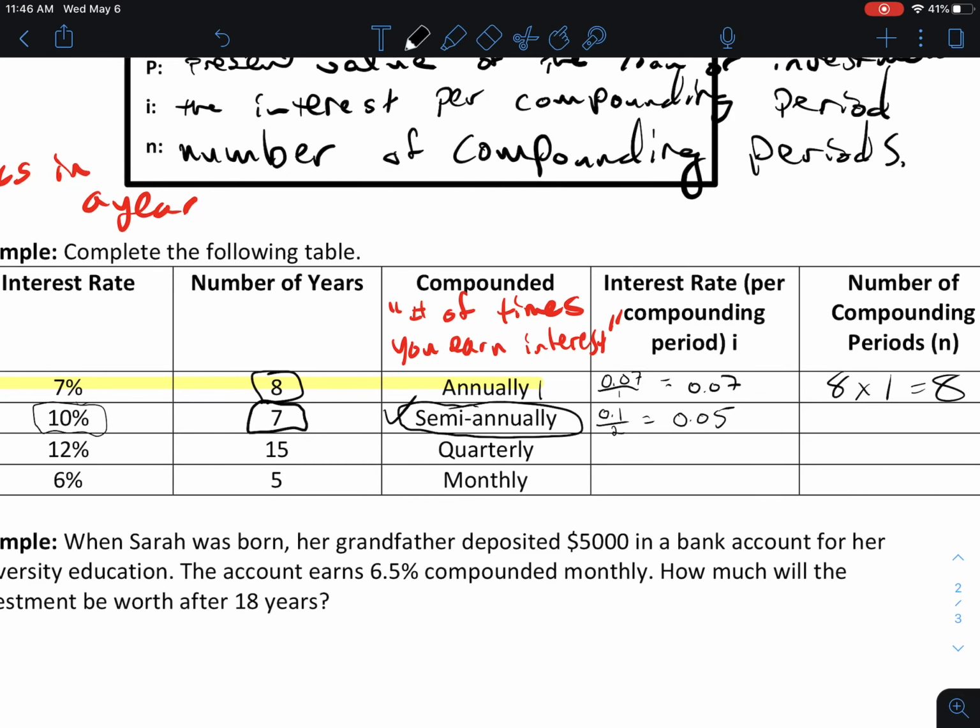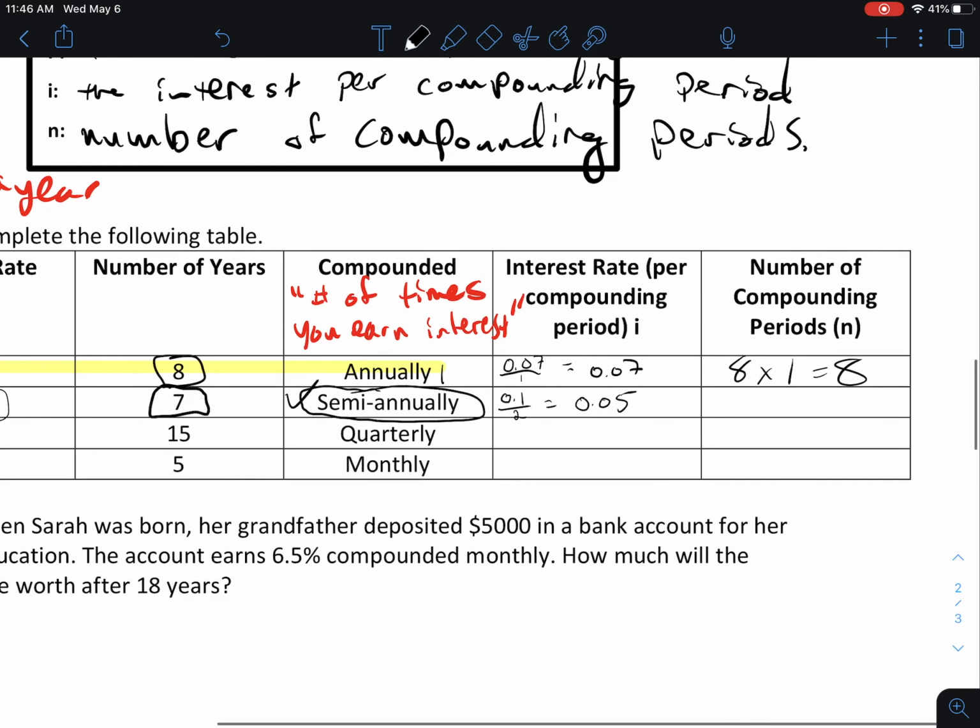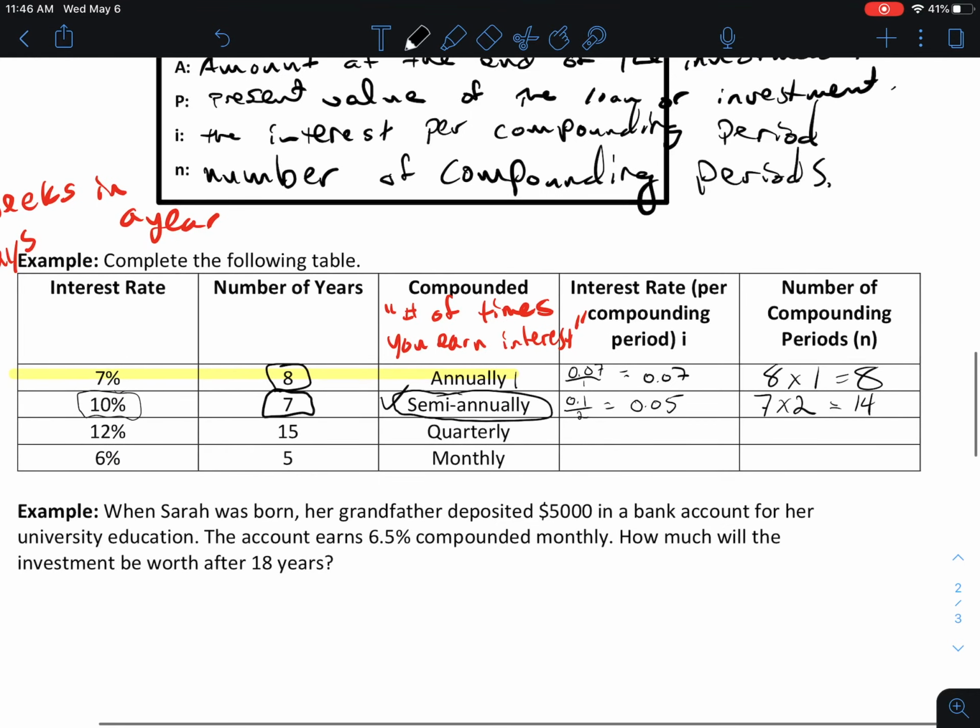And so how many times does the compounding happen, or how many times do you earn interest? It's how long it's in there and how many times it happens per year. Well, it's in there for 7 years and it happens twice per year, so you're going to multiply by 2, so your N value is going to be 14.